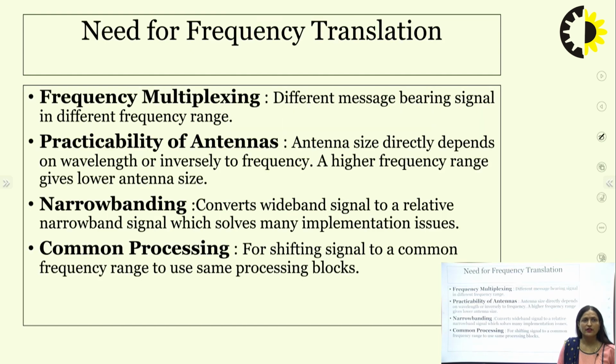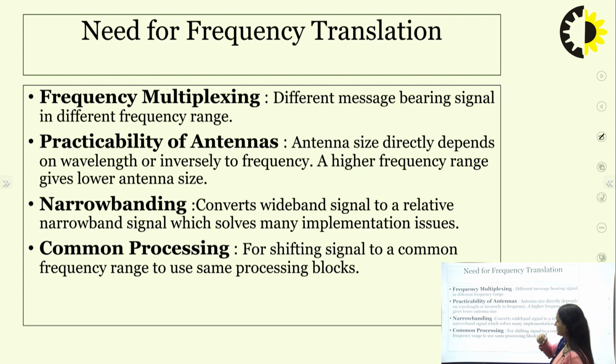So how can this frequency translation be done? We will study that. Before that, we will study what is the need for frequency translation. Why can we not send the information at the same frequency? The same frequency means, if the signal is at the frequency of f1, why can this signal not be transmitted at a frequency of f1?